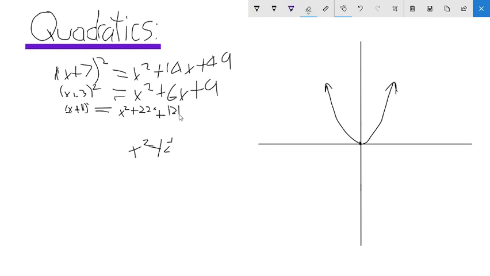So the pattern is what we call a perfect square trinomial, which is (a plus b) whole square equals a squared, just like this is x squared here. This one's going to be a squared.